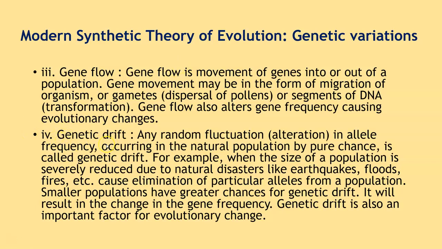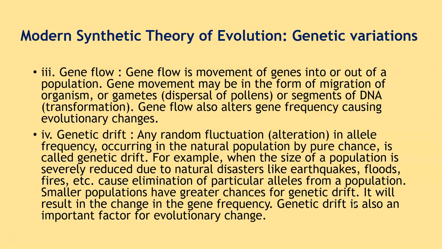The next factor responsible is genetic drift. Any random fluctuation or alteration in the allelic frequency occurring in the natural population by pure chance is called genetic drift. For example, when the size of a population is severely reduced due to natural disasters like earthquake, floods, fires, etc., it causes elimination of a particular allele from a population. Smaller populations have greater chances of genetic drift.